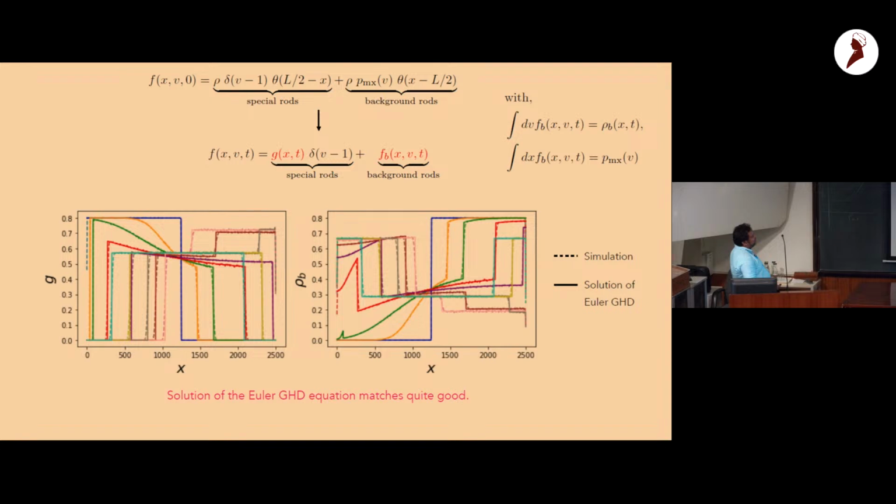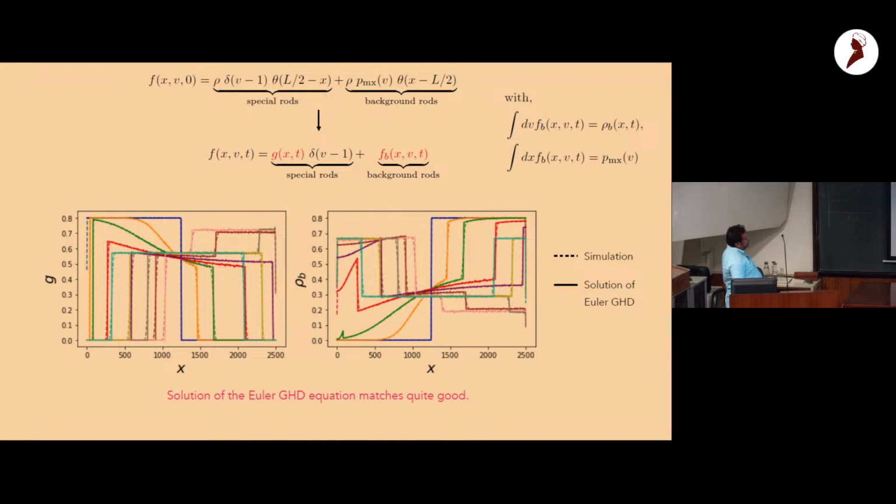So we compute rho G and rho B and plot. Initially the special rods are in the left half of the box, and the background rods are in the right half of the box. It evolves with time, and these rods start moving this way, and you see this shock moves in the right direction. It gets reflected and comes back like this, and this also goes.